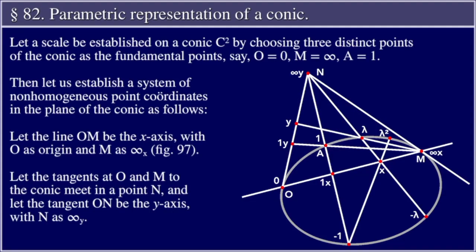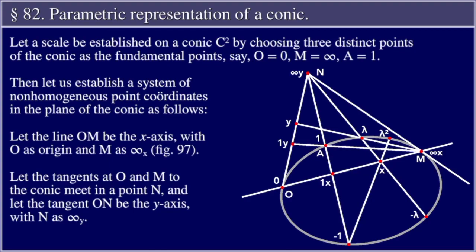Let a scale be established on a conic c² by choosing three distinct points of the conic as the fundamental points, say O equals 0, M equals infinity, A equals 1. Then, let us establish a system of non-homogeneous point coordinates in the plane of the conic as follows. Let the line OM be the x-axis, with O as the origin and M as infinity sub x.